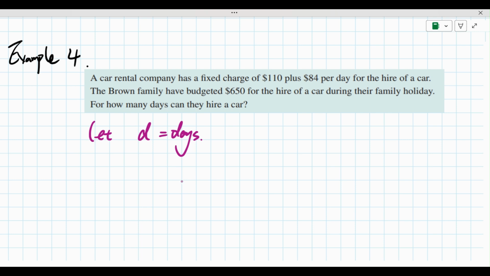We need to set up x, or we can set up any symbol. We can set up alpha, beta, gamma, x and y and so on. I set up d because it's days. So 110 plus 84, how many days I don't know, so multiply that by d, equals 650. That's how much money you hire it for in total, and how much per day as well.